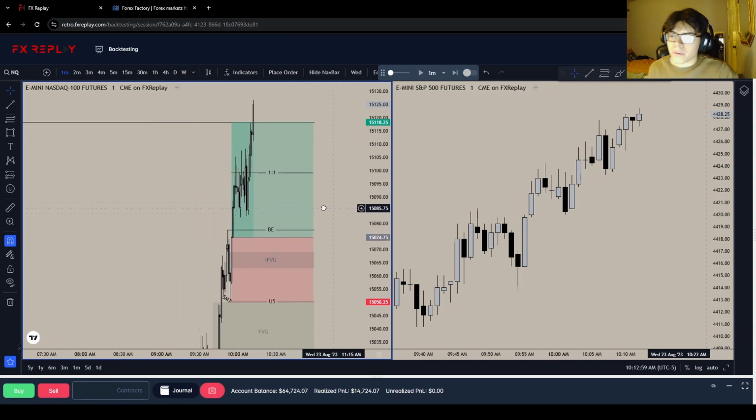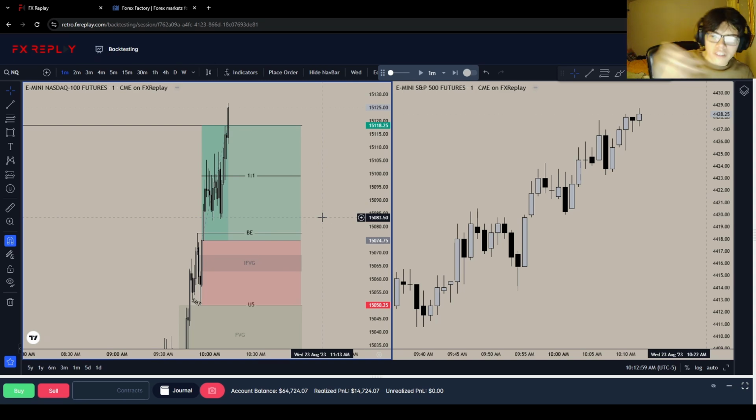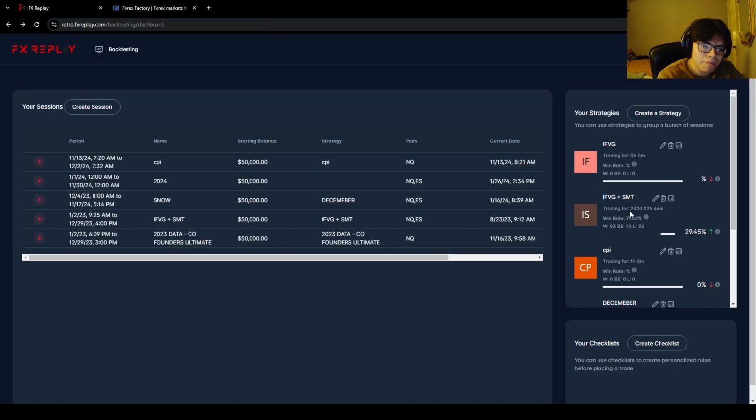But super obvious days. I think a lot of stars dropped in these 3 days, and the use of daily profiles and how easy it is when you learn it for you to get a draw here. And then the IFVG plus SMT is the one I'm trading, which has 232 days. So again, just almost 8 months with a 79% win rate, 83 wins, 42 break evens, 32 losses here.